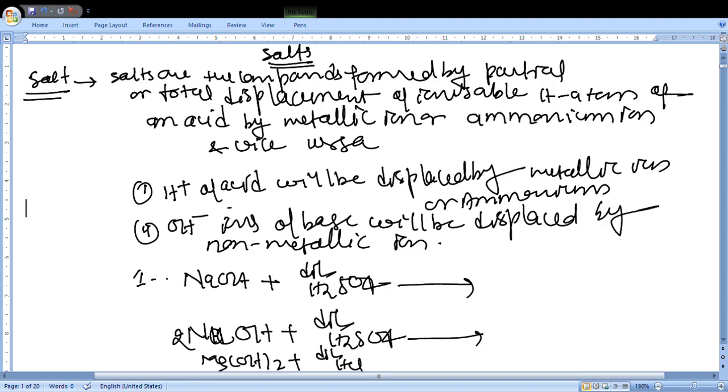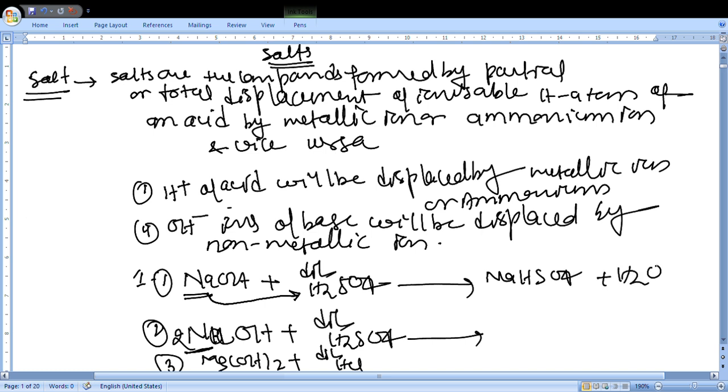In the first reaction we have one Na positive. In the second reaction we have two Na positive. So what will happen? There will be the displacement of only one H positive ion of the acid. The one will still remain. NaHSO4 plus water will be formed. Second reaction, 2Na positive will displace both the hydrogen atoms. So it will form Na2SO4 plus H2O.